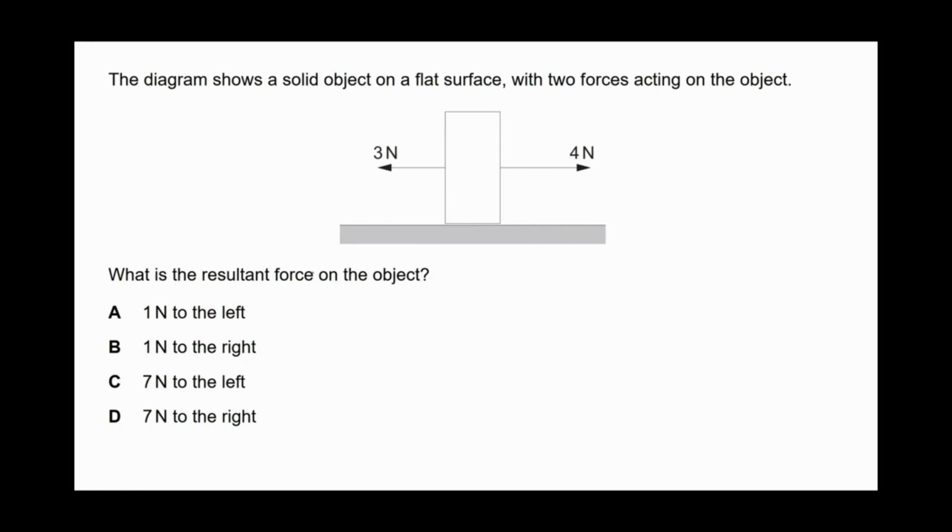Here the diagram shows a solid object on a flat surface with two forces acting on the object. I think this one is very easy. If this object is affected by a force 4 Newton to the right and 3 Newton to the left, so this box is affected by 1 Newton to the right. It is 4 plus negative 3 or minus 3. It equals 1. I put here 4 positive and 3 negative because they are opposite. The resultant here is 1 positive, so it has the direction of 4. 4 is to the right, so the resultant is 1 to the right, 1 Newton to the right.